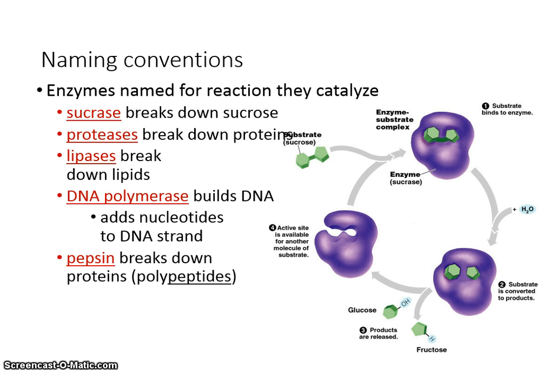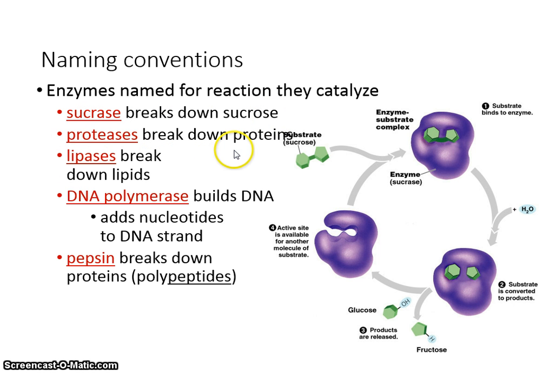All right, naming conventions. Enzymes are pretty easy to recognize most of the time. They usually end in ase, that's A-S-E. And they usually sound a lot like the reaction they're involved in. So here you have sucrase. It's the enzyme that breaks down sucrose. So remember, ose usually is a sugar. So sucrase breaks down sucrose.